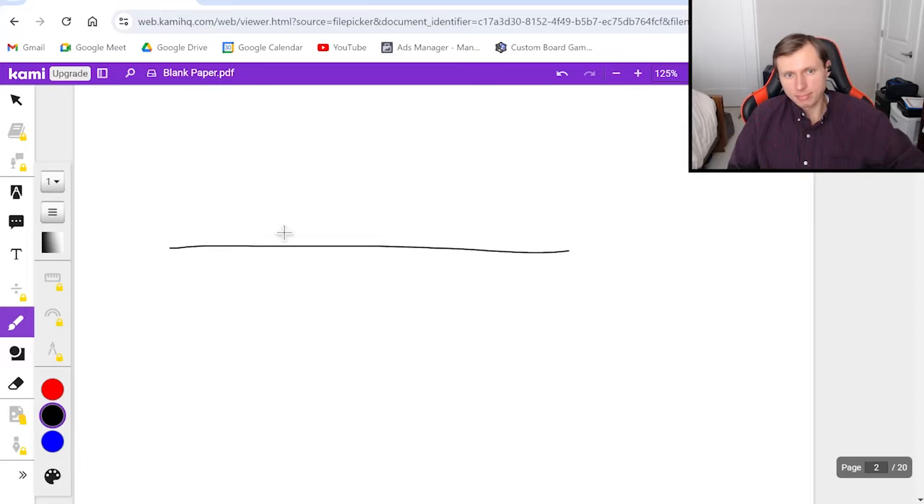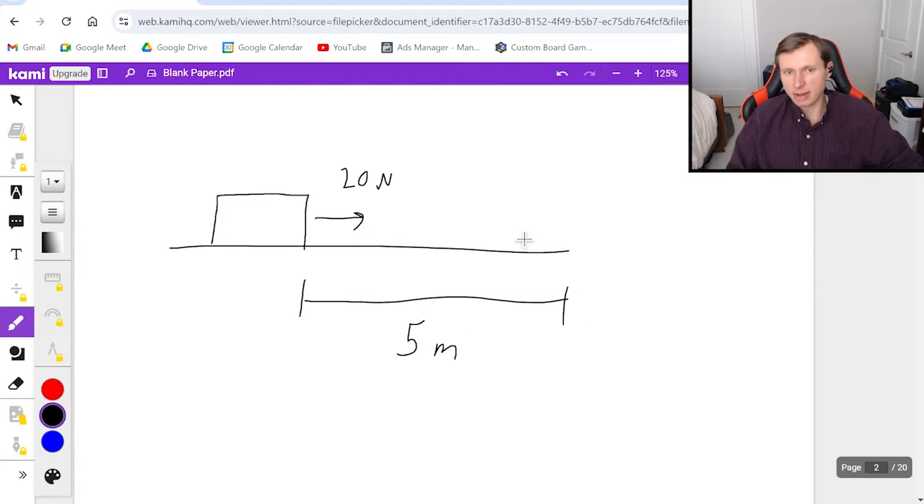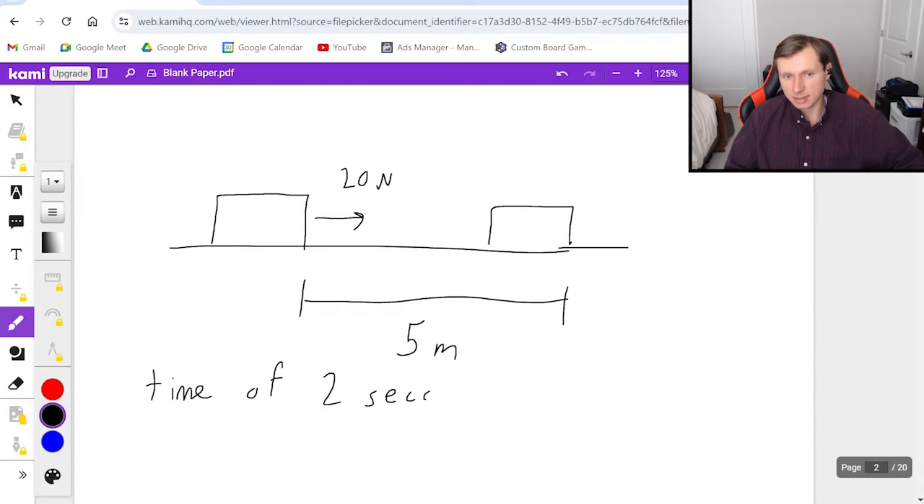So for the first one, let's say I'm dragging a box with a force of 20 newtons. Let's say I drag this box a distance of 5 meters. So now it's over here now. And we do this in a time of 2 seconds. And my question is, find the power.